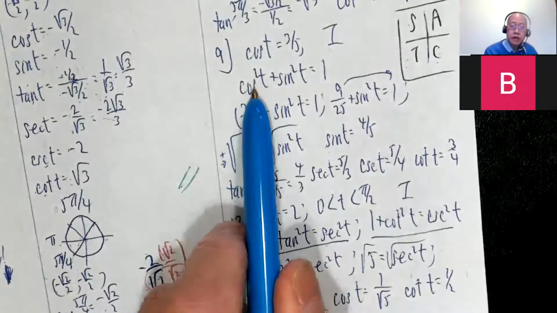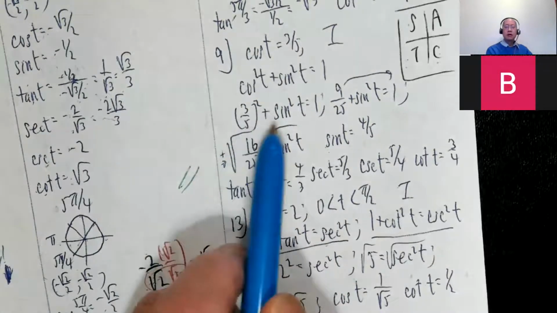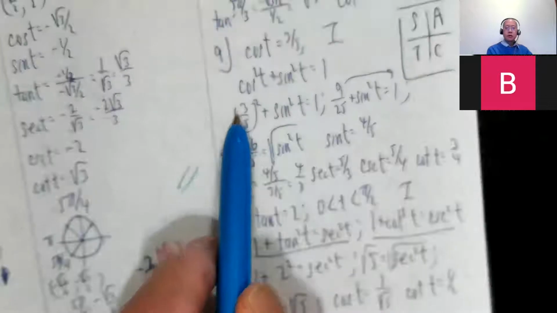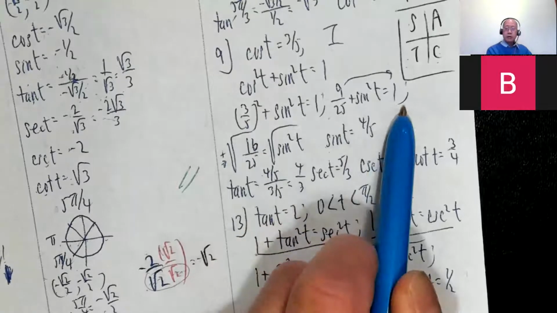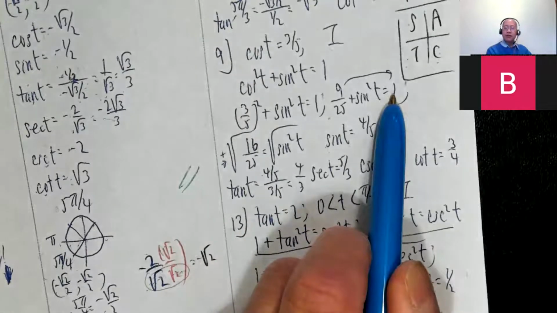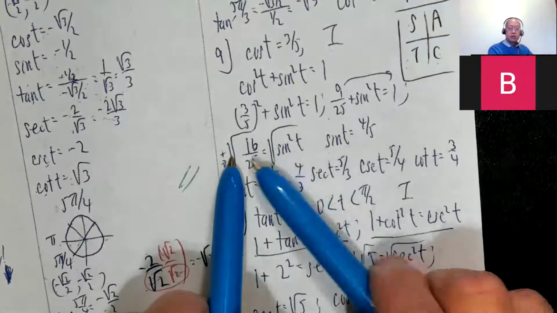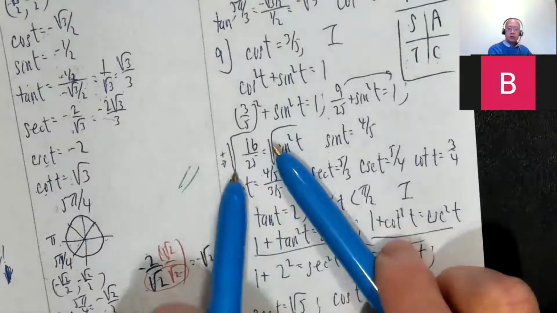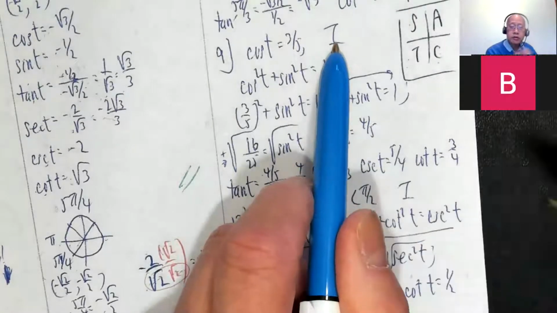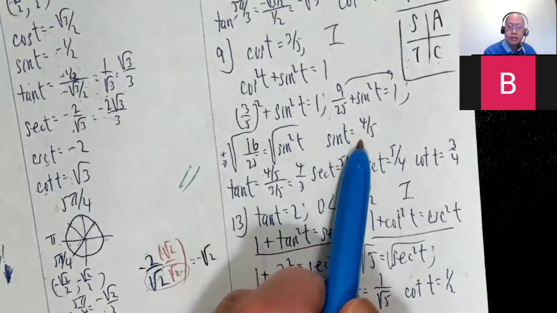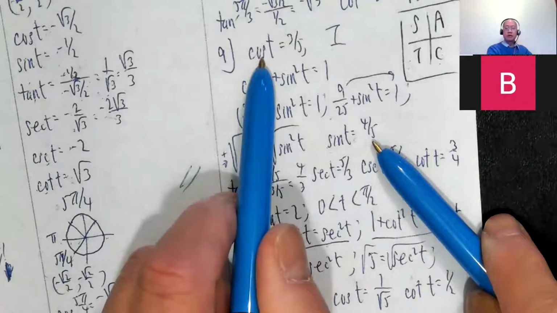So use cosine squared t plus sine squared t is 1. Cosine t, they tell me is 3/5. So 3/5 squared plus sine squared t is 1. 3/5 squared is 9/25. Subtract from 1 in the form of 25/25. 25/25 minus 9/25 is 16/25. So 16/25 is sine squared t, take the square root. Normally you would do plus or minus. That's why I have to figure out what quadrant I'm in. Quadrant 1, everything is positive. So sine of t is 4/5. Once I have these two, the rest pretty much fall into place.